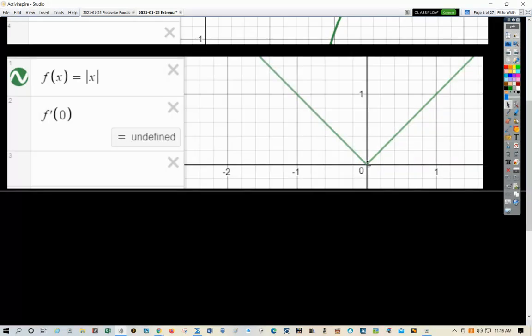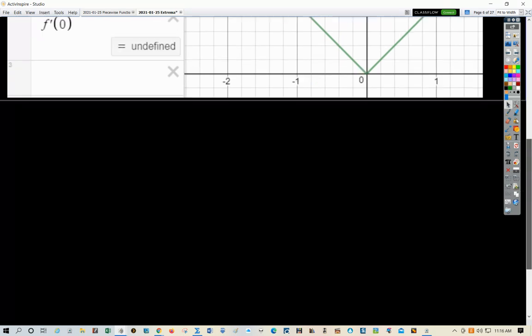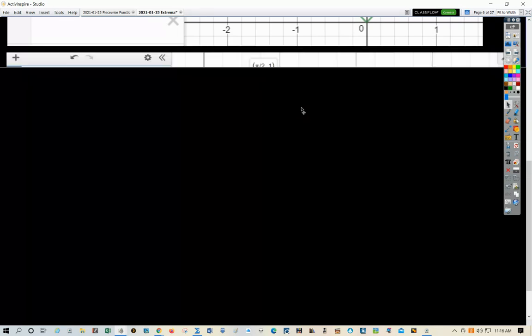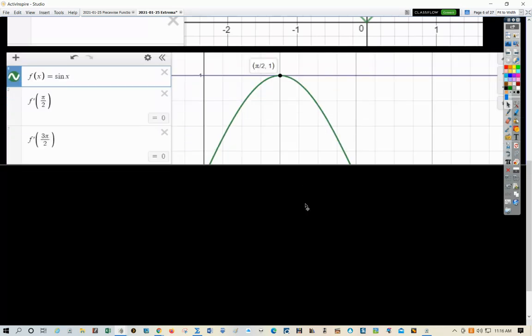So this is a valley, but this is the kind of place where we get a valley where we don't get a tangent line. We get an undefined derivative because it's a sharp corner. Okay? Let's look at another example. We're going to connect all this and look at some patterns after we're done exploring this a little bit more.